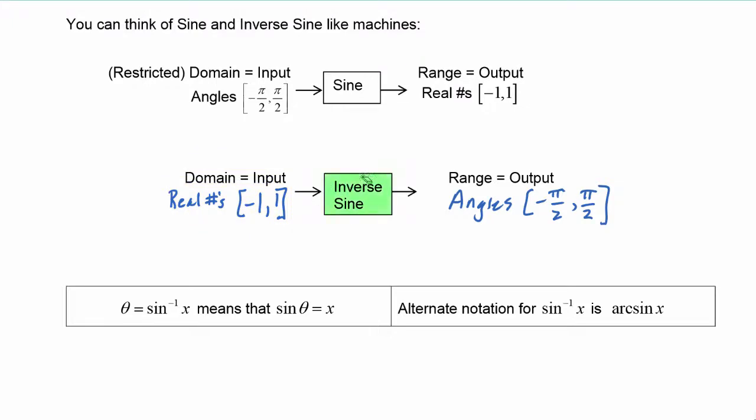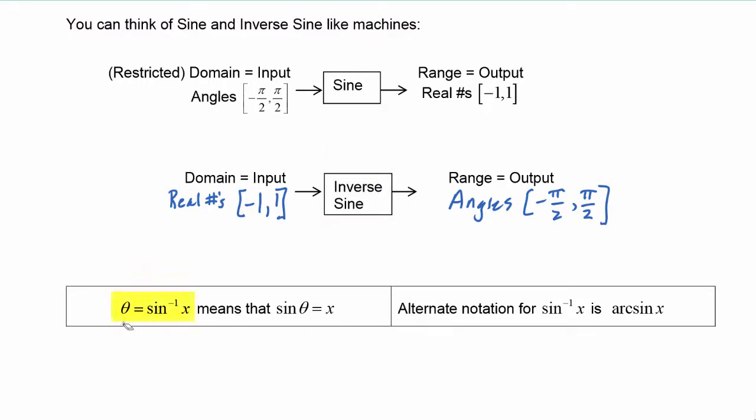So what inverse sine outputs are angles. And that's a big difference. With the function sine, we would input angles and it would output real numbers. Well, for inverse sine, we have to do exactly the opposite. We're going to input real numbers between -1 and 1, and it's going to output angles. And those angles can only live from -pi over 2 to +pi over 2.